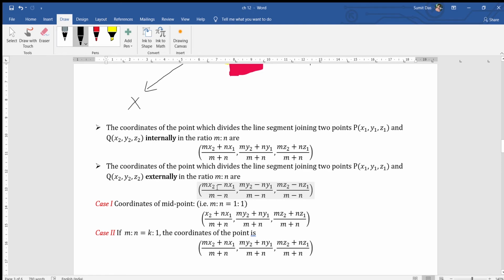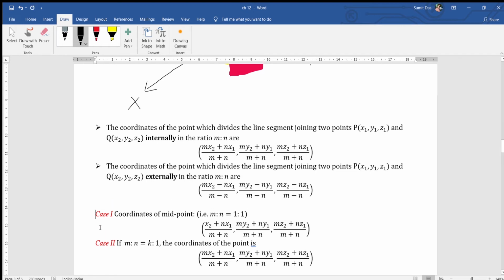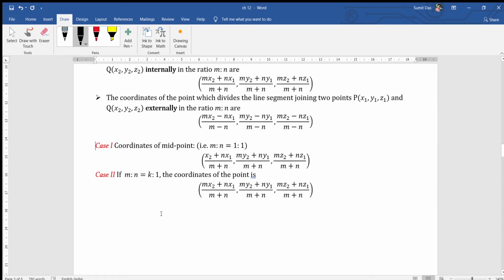Look, (mx2 minus nx1) divided by (m minus n), and (my2 minus ny1), only the same formula. You can see the similarity between these and this, same formula, only with the minus sign. Okay, so after that we have some case studies. After the case study I'll go directly to the exercise questions.